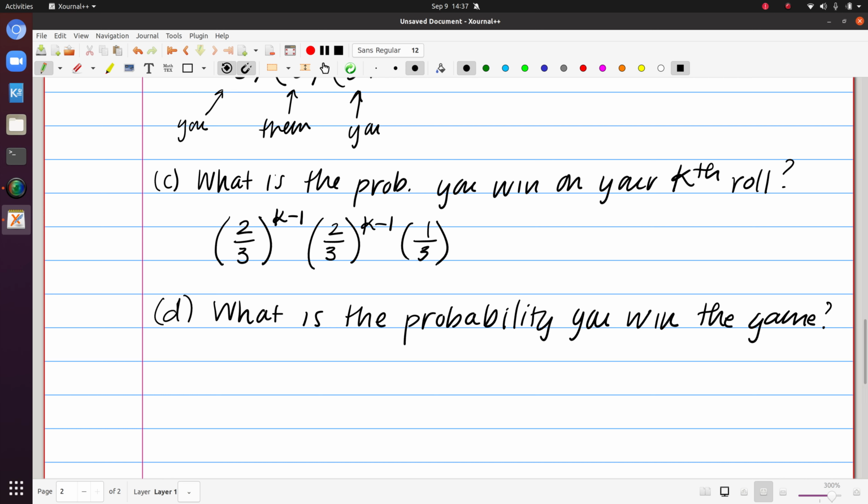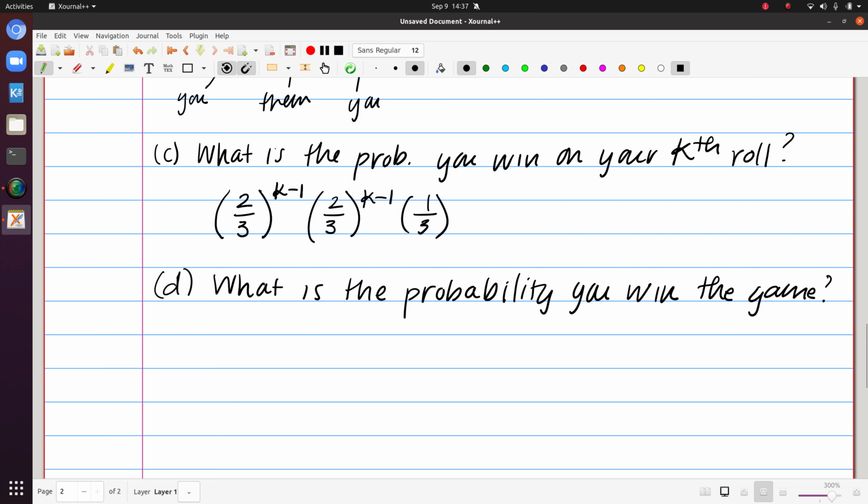So notice the subtle difference in the way that this is posed. It's not saying on a particular turn, but that you win the game at all. So the way to think about that is, if I were to give this some notation, let A sub k be the event that you win on your kth turn.